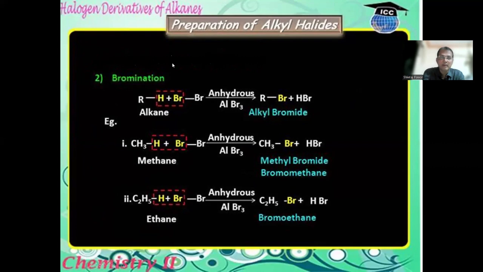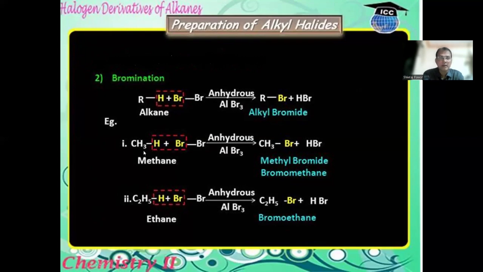This is alkane. Alkane on bromination in presence of anhydrous aluminum bromide: this Br replaces a hydrogen atom to form alkyl bromide and HBr. Now, this is again a substitution reaction. Why? Br replaces a hydrogen atom to form a product. Substitution reaction takes place. You have to remember the type of reaction.